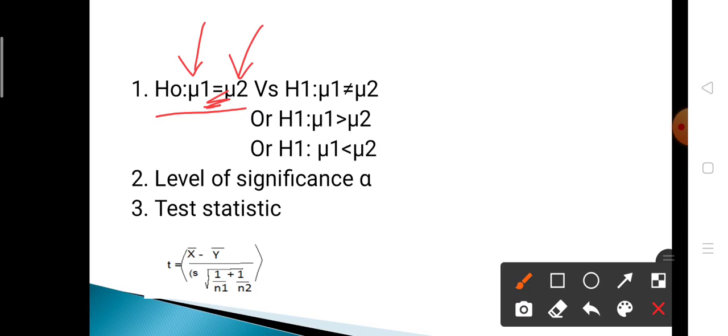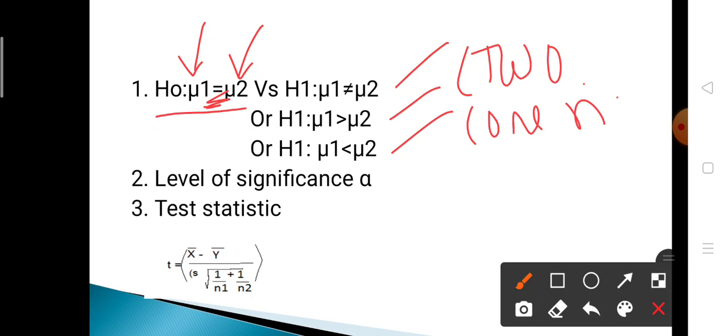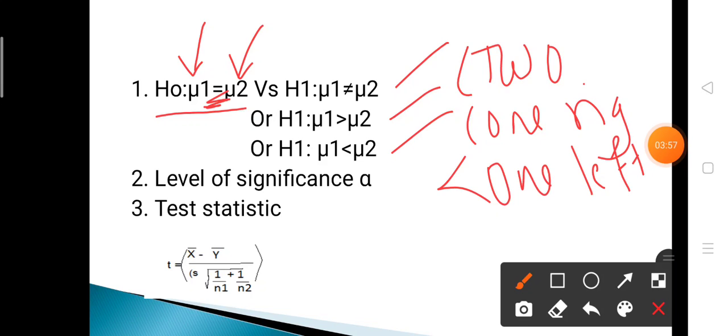What is H1, the alternative hypothesis, which is opposite to the null hypothesis? There are three cases: mu1 is not equal to mu2, mu1 is greater than mu2, and mu1 is less than mu2. If there is the not equal to condition, then it is called a two-sided test. If it is greater than, then it is called a one-sided right test, and if there is the less than condition, then it is called a one-sided left test. Then the second step is the specification of the level of significance. Level of significance is denoted by alpha and it may be fixed at 1%, 5%, 10%, etc.